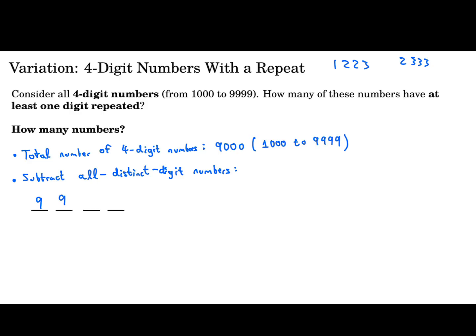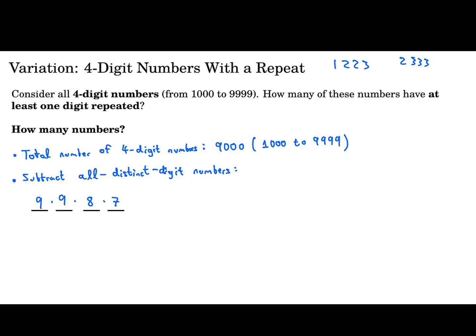For the third digit, we have 8 choices, since 2 digits have already been used. And for the fourth digit, we have 7 choices, for the same reason: we've already used 3 other digits. So we get 9 times 9 times 8 times 7, and we subtract this from the total number.